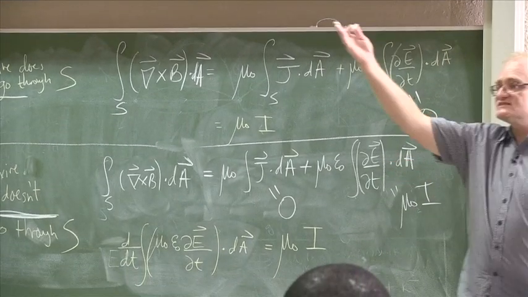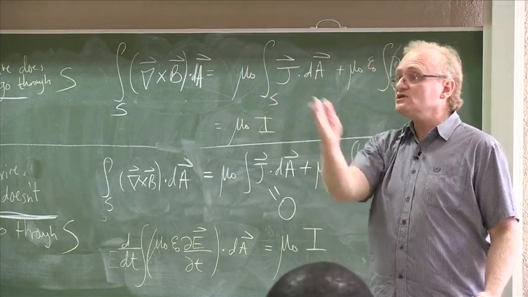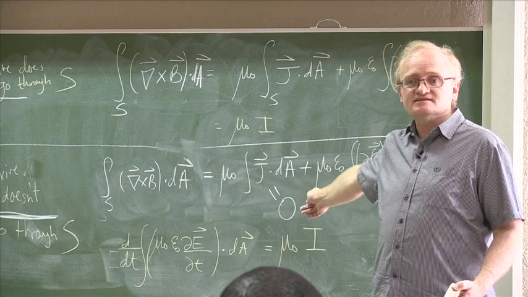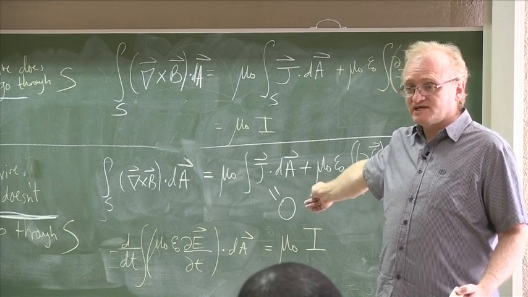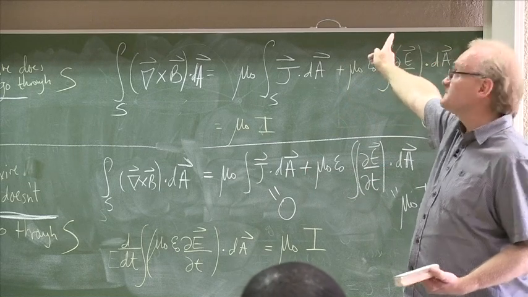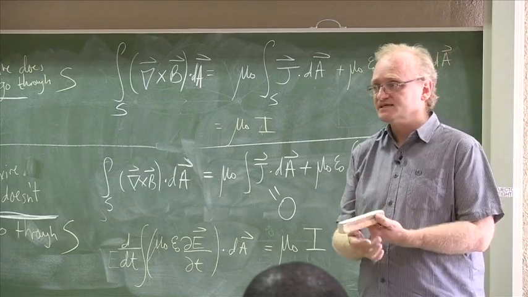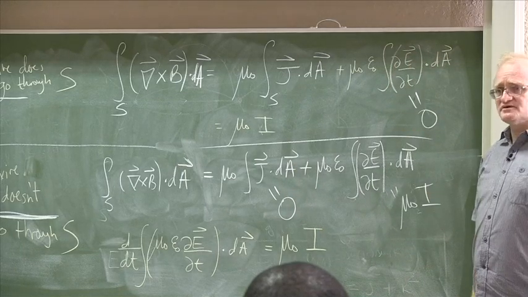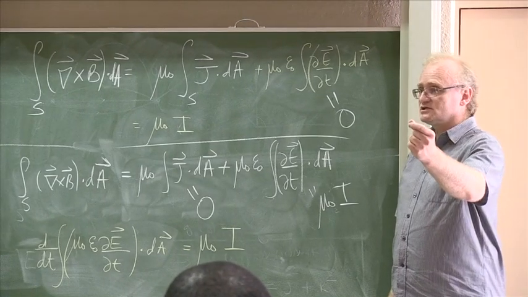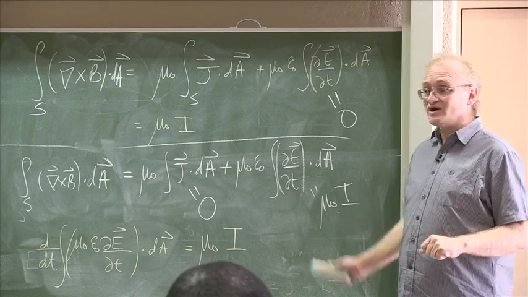So now, it doesn't matter how you draw your surface. If you go in between the plates of the capacitor, or you cut the wire, you get the same answer. That now makes sense as an equation. Everyone happy with that? So that's our guess for how we should fix Ampere's law. And that extra term is called the Maxwell correction. Now, how did we figure out that there was a problem with Ampere's law? By looking at conservation of charge. So let's now try to look at conservation of charge again and see, is there still a problem or has this fixed the problem?